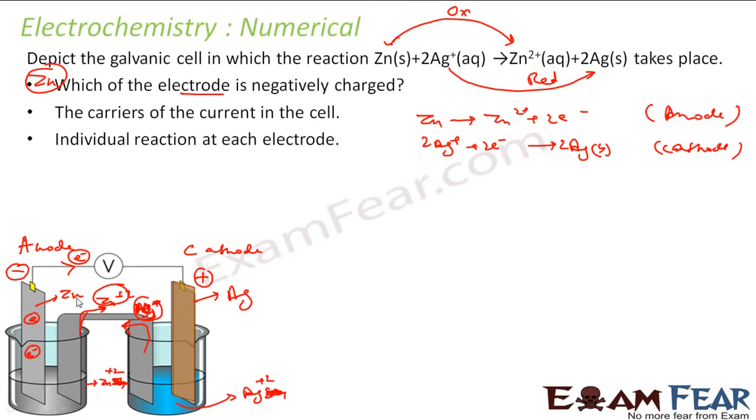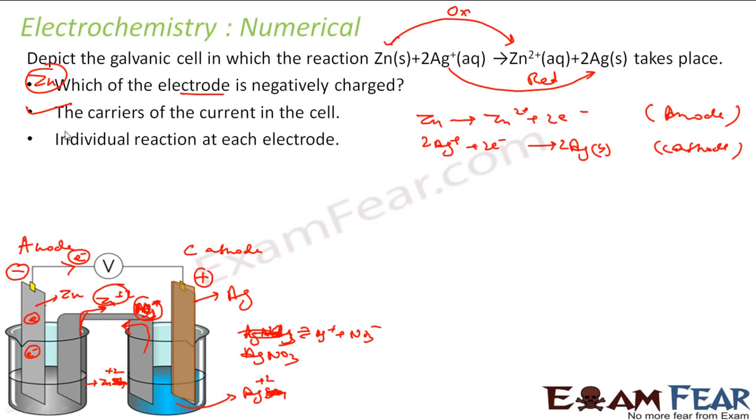So ions are the current carrier inside the cell, and the electrons are the current carrier outside the cell. Why? Because the salt bridge is there. Here, because zinc becomes Zn2+, there is a lot of Zn2+ here, so Zn2+ will move from left to right. AgNO3 breaks into Ag+ and NO3 minus. This Ag+ is used by this reaction, and a lot of NO3 minus will move from right to left. So that is my answer.